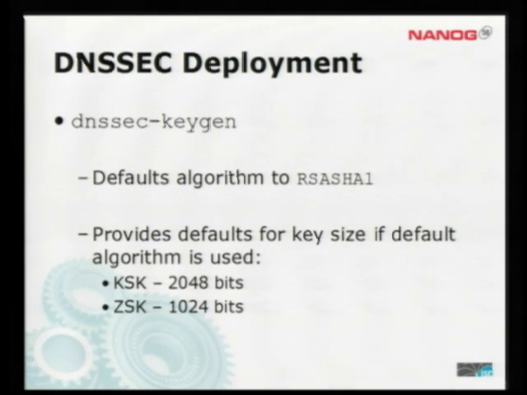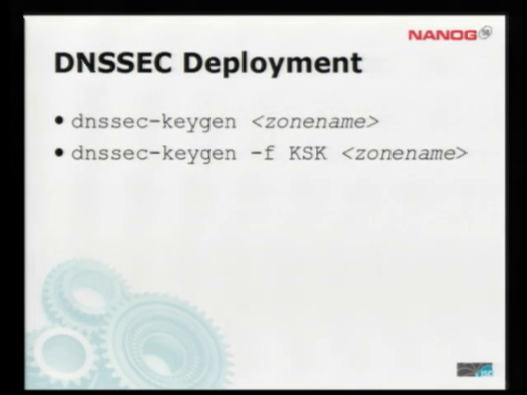We also provide default key sizes if the default algorithm is used. So your key signing key, and these are based on the NIST standard, we do a key signing key of 2K and a zone signing key of 1K. Perfect. You don't have to specify that on the command line. DNSSEC keygen run with just the name of a zone, isc.org, is going to create the zone signing key using RSA SHA-1, 1024 bits for that zone. If I want to create the key signing key, I add one additional option, -f KSK. Boom. Okay? So now you know how to generate your key signing key and your zone signing key.